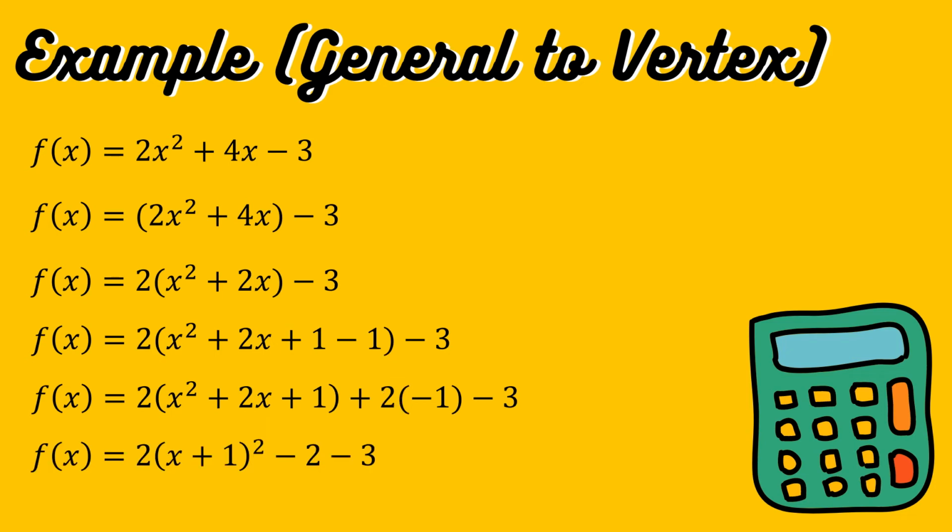So next one, we have f of x is equal to x plus 1 squared minus 2 minus 3. So you just have to simplify. After that, simplify this 2. So we answer 2 x plus 1 squared minus 5.